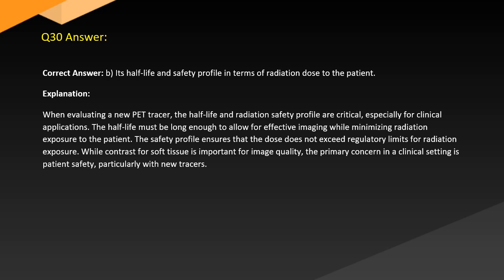Answer. Correct answer: B. Its half-life and safety profile in terms of radiation dose to the patient. Explanation. When evaluating a new PET tracer, the half-life and radiation safety profile are critical, especially for clinical applications. The half-life must be long enough to allow for effective imaging while minimizing radiation exposure to the patient. The safety profile ensures that the dose does not exceed regulatory limits for radiation exposure. While contrast for soft tissue is important for image quality, the primary concern in a clinical setting is patient safety, particularly with new tracers.